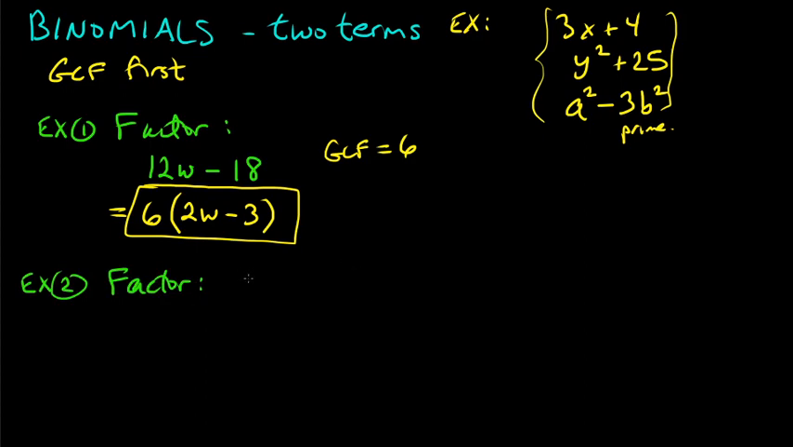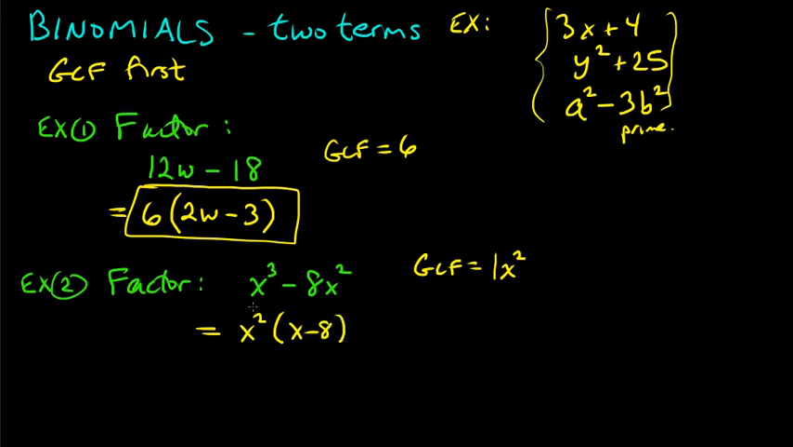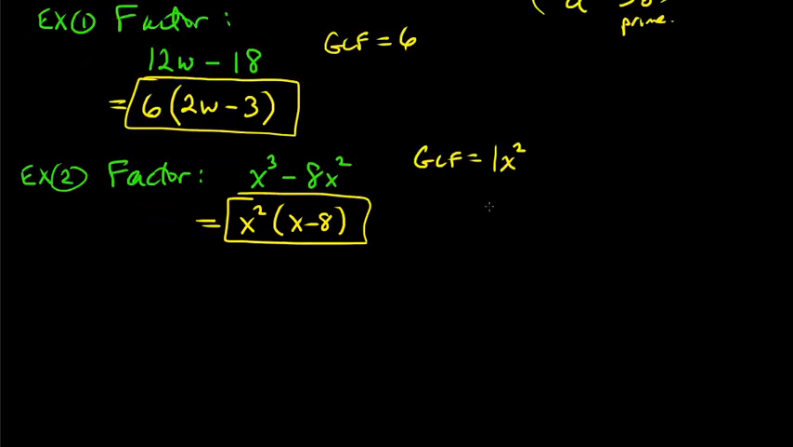So here's another one. Suppose I have x cubed minus 8x squared. You want to factor that? Well, the GCF here, it's not just 1. They both contain an x. In fact, there's two x's, right? So the GCF is 1x squared. So when you factor out the x squared, you get x minus 8. So x squared times x minus 8. Okay. One more.